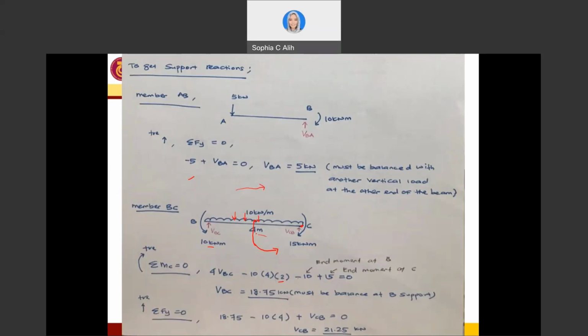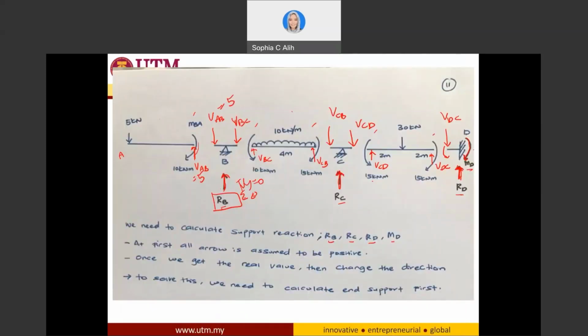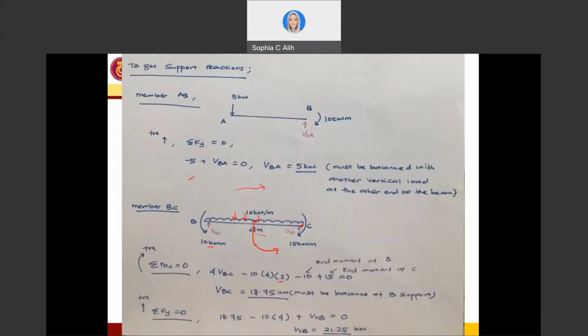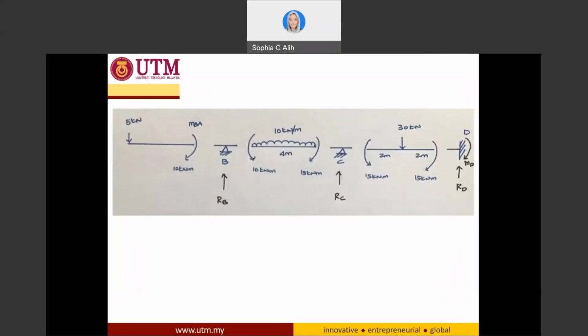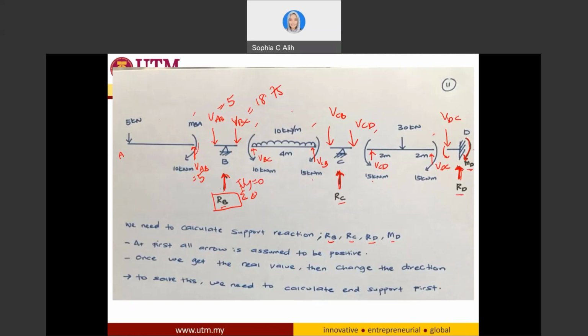Okay, so if it is pointing upward, 18.75, pointing upward, so VBC pointing downward, 18.75. Okay, and for VCB, total Fy equal to 0, so I have positive going upward 18.75, and this one pointing downward 10 times 4 plus VCB because it's pointing upward, so I will have VCB equal to 21.25. VCB 21.25. In order to balance it, I will have this one VCB that is 21.25.